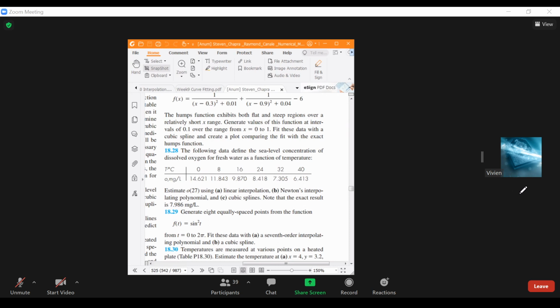And then you can compare that with the exact result. There is an exact result there in which the value is 7.986. So you can compare your result between the Newton divided difference and the Lagrange interpolation. Which one is closer to the value of that, with the same order of accuracy? So that will be the task for you for the rest of the class.